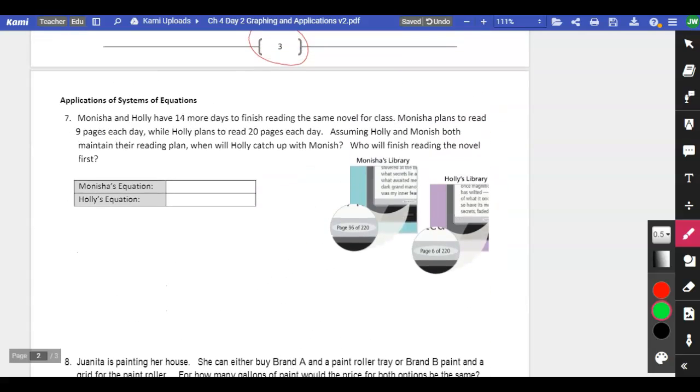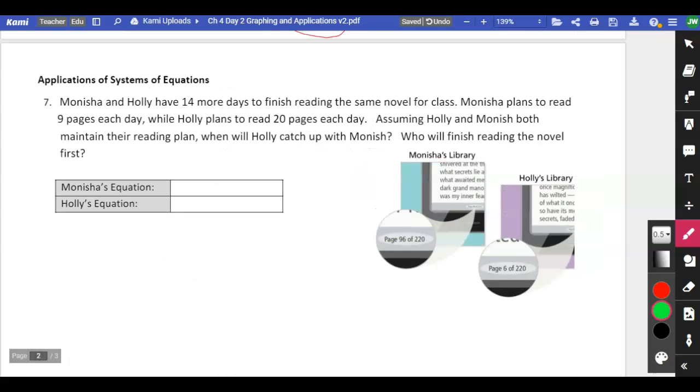Moving on to applications. We can use algebra to solve a lot of real-world situations, and this is one of them. So you have 2 people reading a novel, and they have 14 more days to finish it. Monisha is going to read 9 pages a day, and Holly's going to read 20 pages a day. And you'll notice over here, you're going to see that they are currently on different pages. That is our starting point.